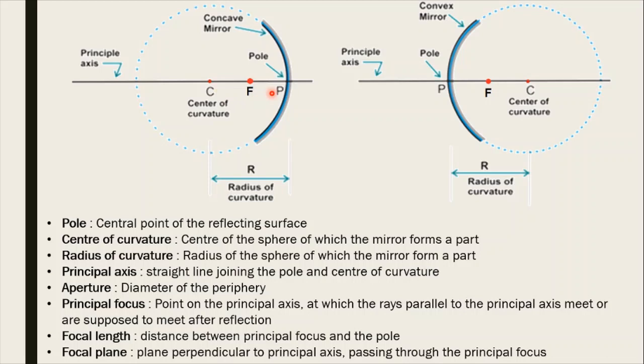It is worth noting that a line drawn from the center of curvature to any point on the spherical mirror is normal to the mirror at that point. So suppose I draw a line from C to any other point on this spherical mirror, that line is going to be normal or perpendicular to that point of the spherical mirror. Let us now discuss a bit on the principal focus of these mirrors.